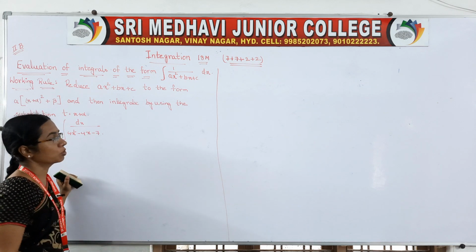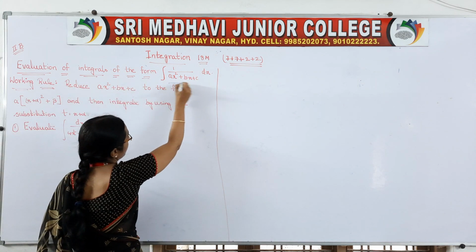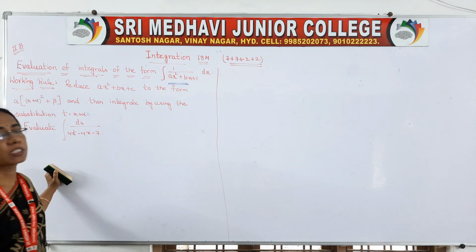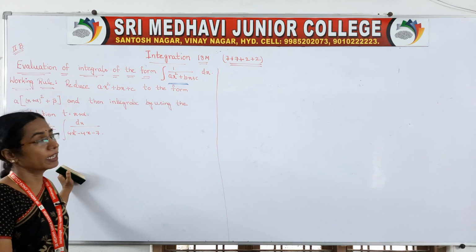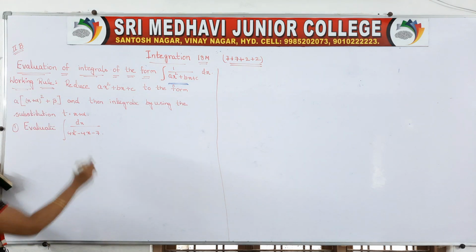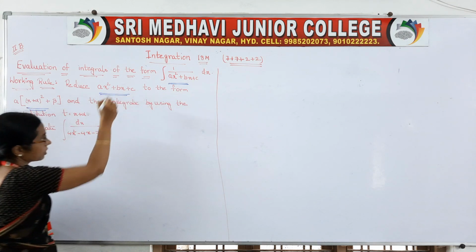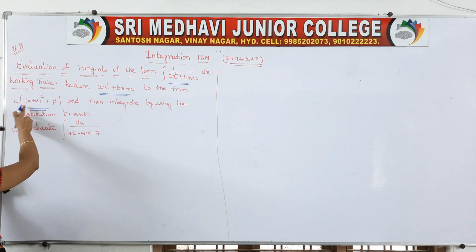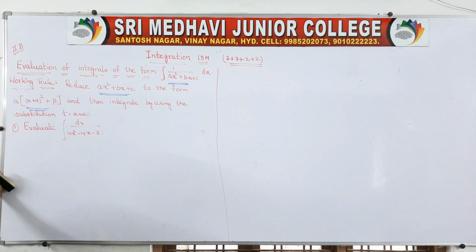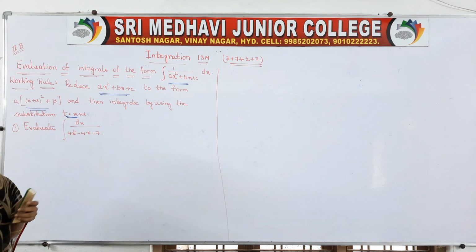Now suppose the given integral is of the form integral 1 by ax square plus bx plus c into dx. Whenever the integral is in this form, how we have to solve: first you reduce this ax square plus bx plus c into the form a into x plus alpha whole square plus beta, and then integrate by using the substitution t is equal to x plus alpha.